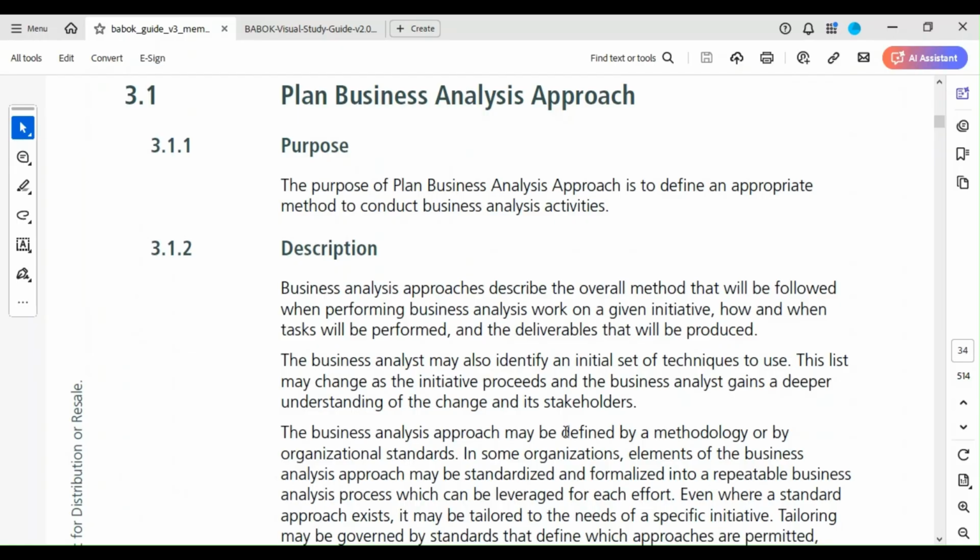So, business analysis approach. Remember, business analysis approach. How do you want to plan your business analysis approach? Purpose. The purpose of business analysis approach is to define an appropriate method to conduct business analysis activities. How do you want to conduct your activities?